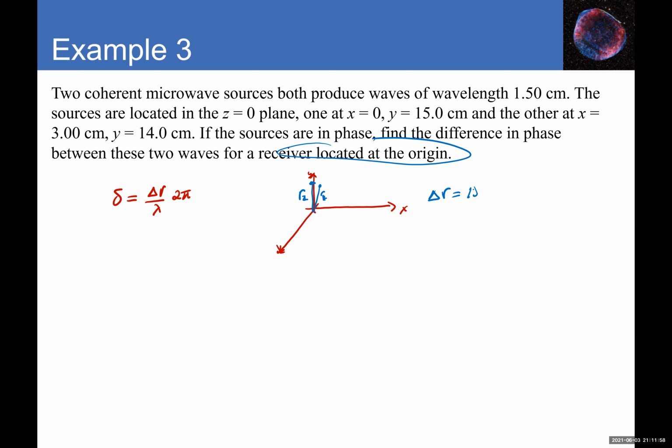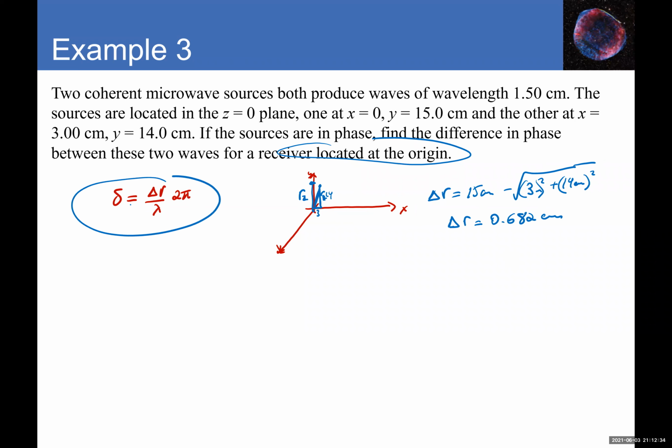So this will be 15 centimeters minus this distance over here, which we can find using a triangle. Since this side is 3 centimeters and this is 14 centimeters, it's the square root of 3 centimeters squared plus 14 centimeters squared, using the Pythagorean theorem. Then we find the difference. So delta R will be equal to 0.682 centimeters. All right, so we got that.